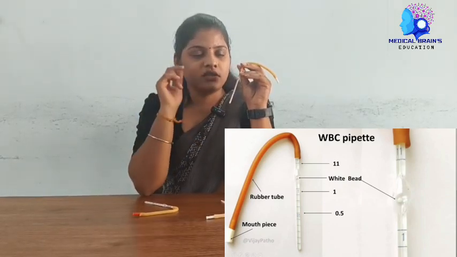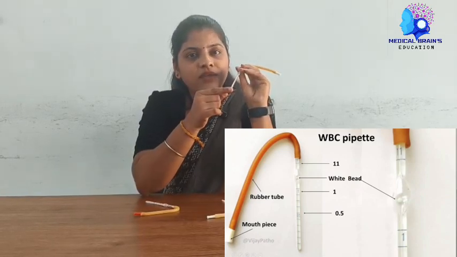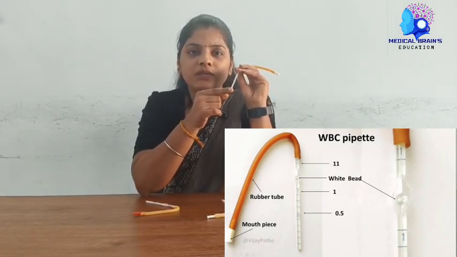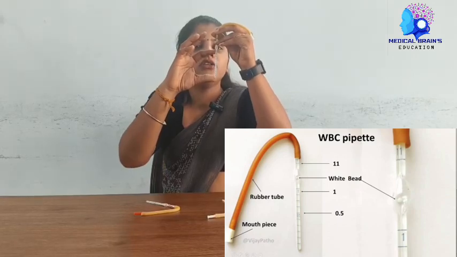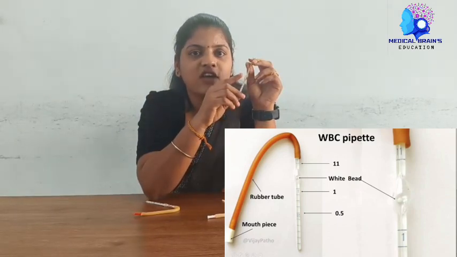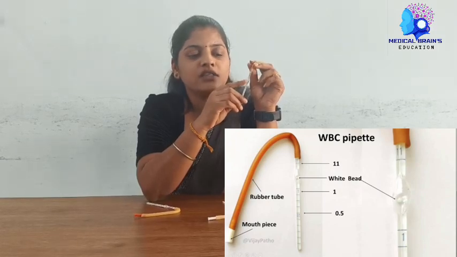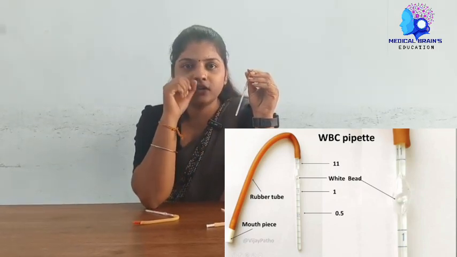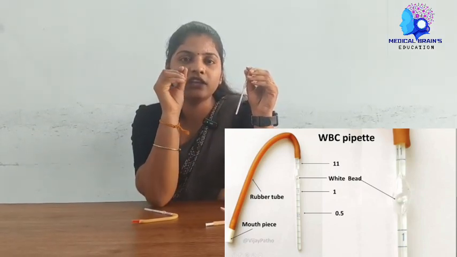What are the parts? The first part is the edge part, we'll call it a conical tip. And next, from here to there, this part we will call a stem. Here, this round-like structure we will call a bulb. Inside the bulb there is a bead. It is a seed-like structure.